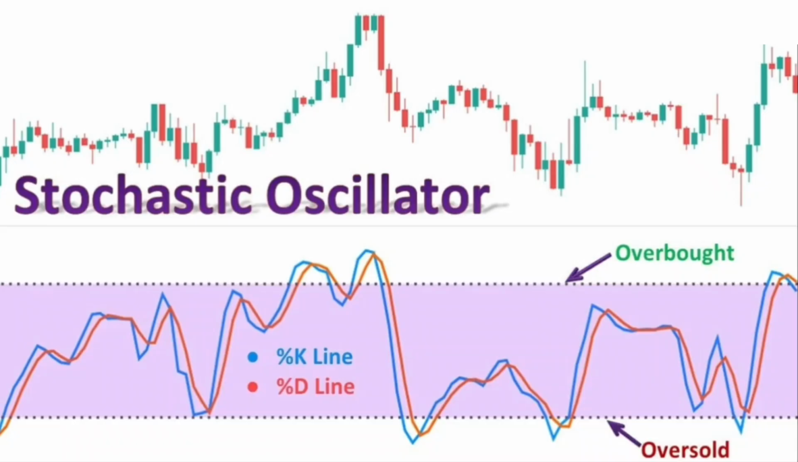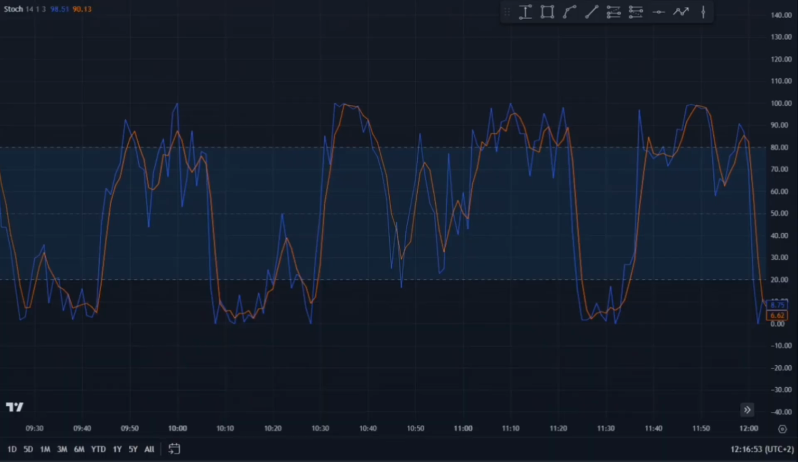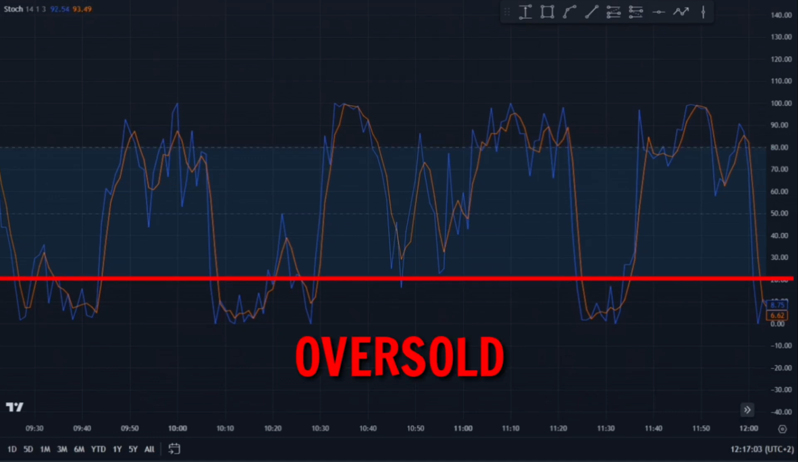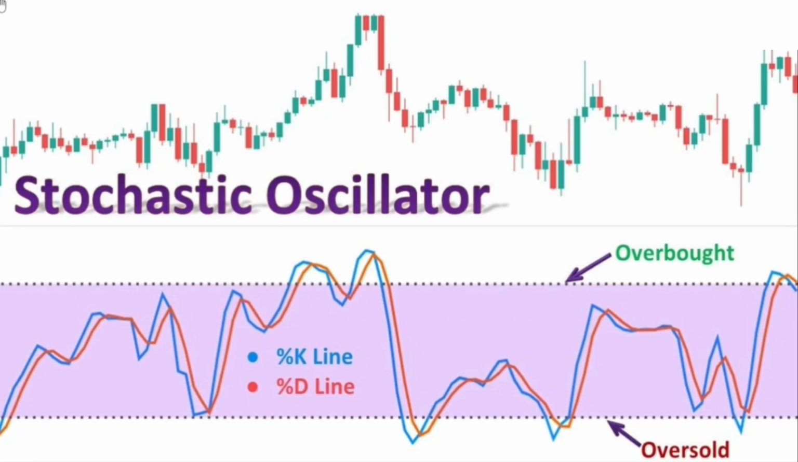Okay, so let's get into some of the basics. What is the stochastic oscillator? Well, this indicator helps us identify whether the price of a security is overbought or oversold. Now, how do we know when the price is overbought or oversold? When the two lines of the stochastic oscillator are above the 80 marker over here, the price is considered to be overbought. And when the two lines are below the 20 marker over here, the price is considered to be oversold. Using this information, the stochastic oscillator can really help us identify trends and potential reversals.